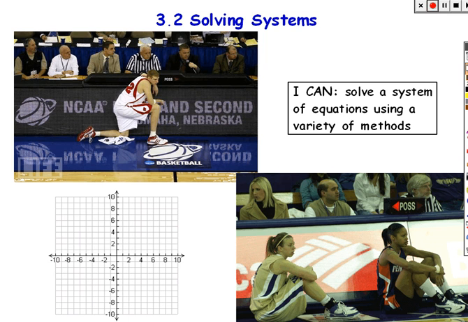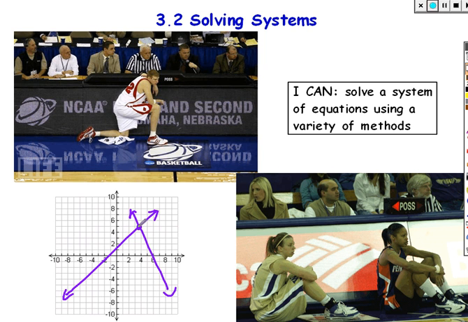Now we just looked at solving a system of equations by graphing. So if I have two equations, I can graph them, and remember, the solution to the system is the point that the two equations have in common. However, if I'm looking at a graph, it might not always be obvious where two lines cross, especially if they're not crossing at integer values. So then we need another way to solve systems.